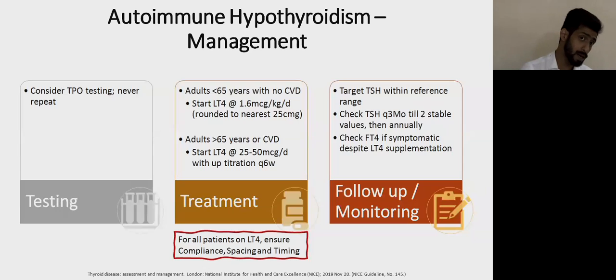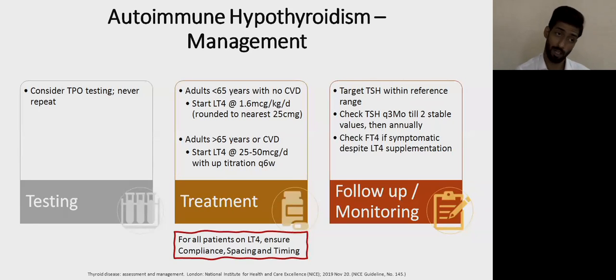Now, something that we should always ensure in OPD, when we see hypothyroid patients who are taking levothyroxine, are three things that I would like to call compliance, spacing, and timing. I say CST. In my charts, if you see CST. So that is compliance. This is a very important thing for thyroid hormones to work. So compliance, the patient should take the medicine every day.